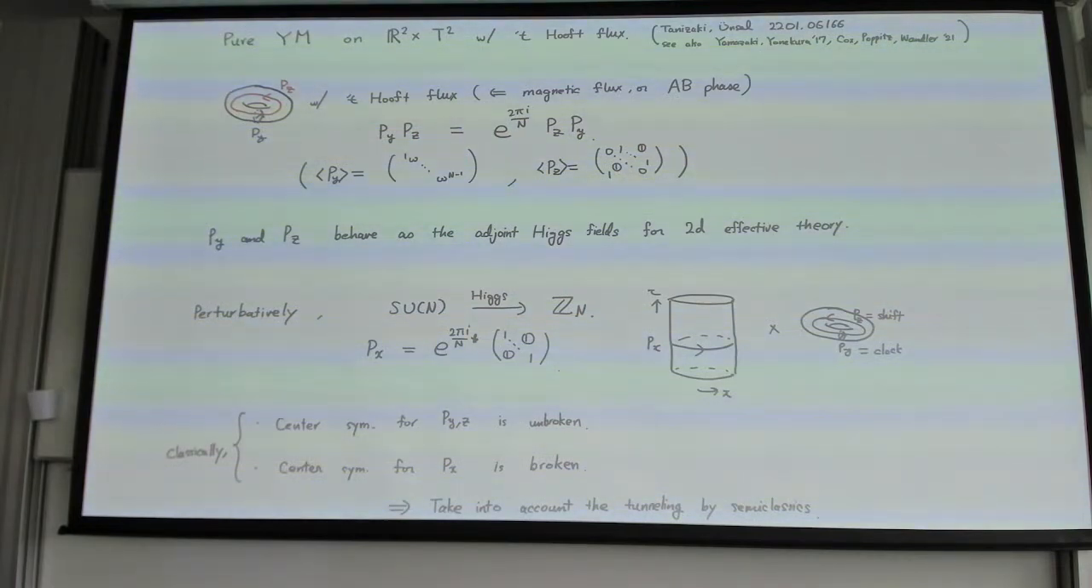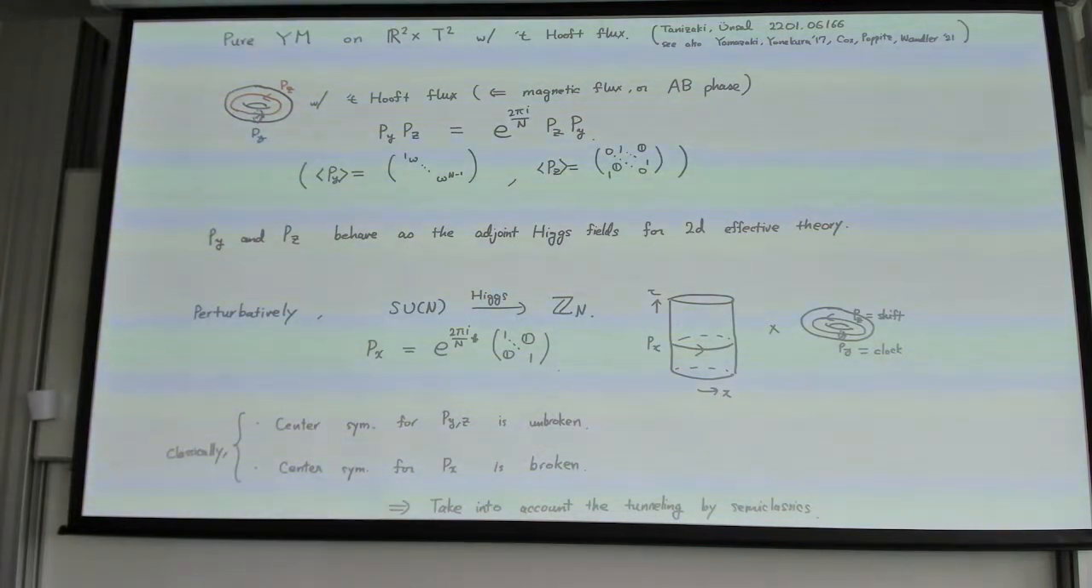If you look at this algebra, you can notice that if you assign P_y as a clock matrix and P_z as a shift matrix, then this commutation relation can be satisfied. This gives the vacuum configuration after inserting the 't Hooft flux, given by the vacuum expectation value of the Polyakov loops along the y and z directions. If you take a trace of these, they are zero, which means that center symmetry along this compactified direction is unbroken at the classical level.